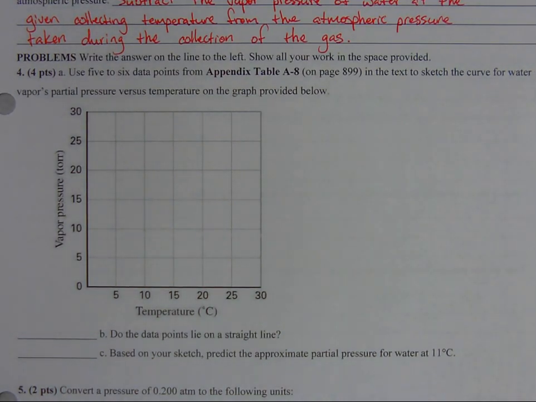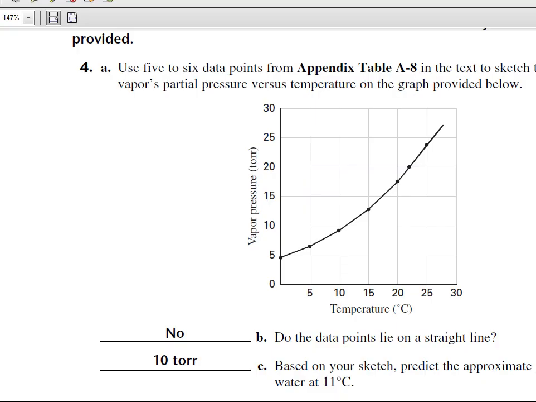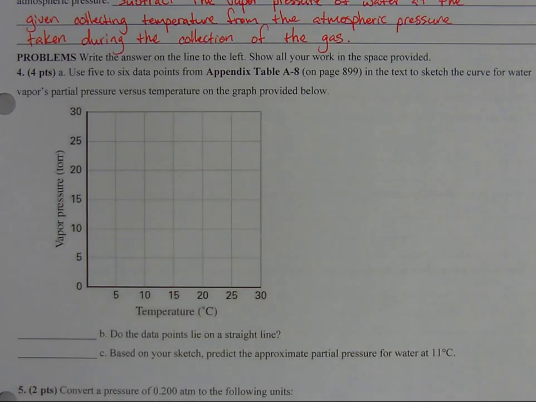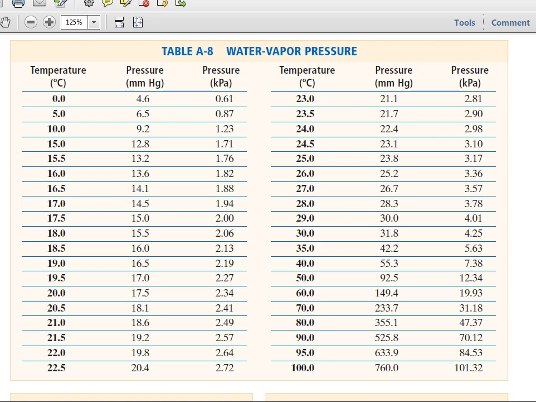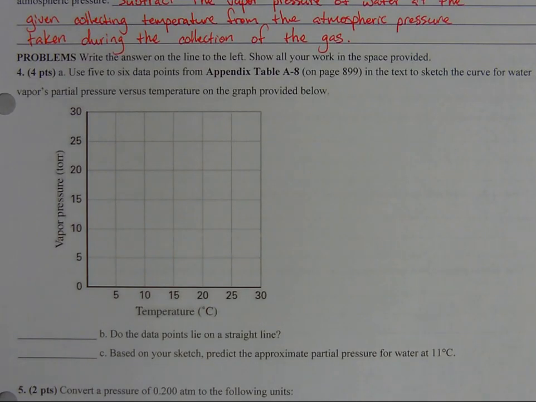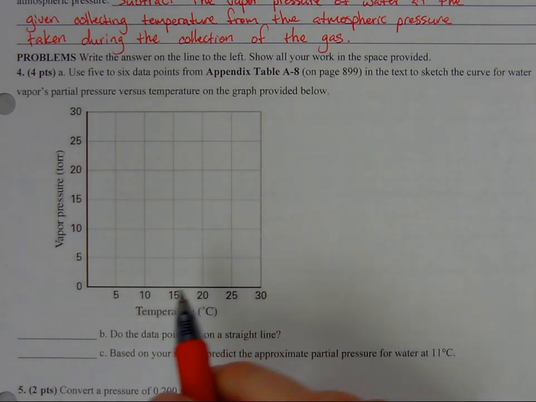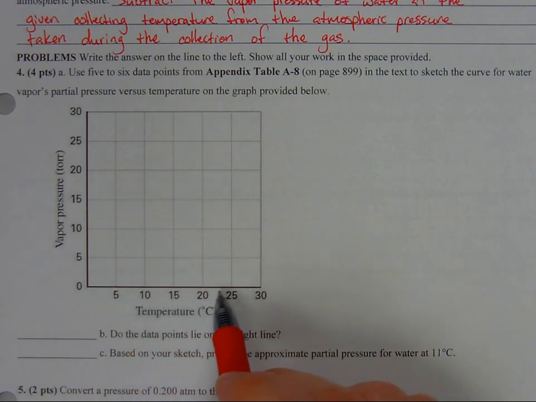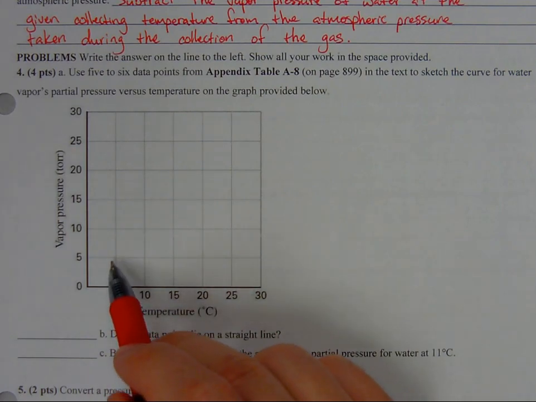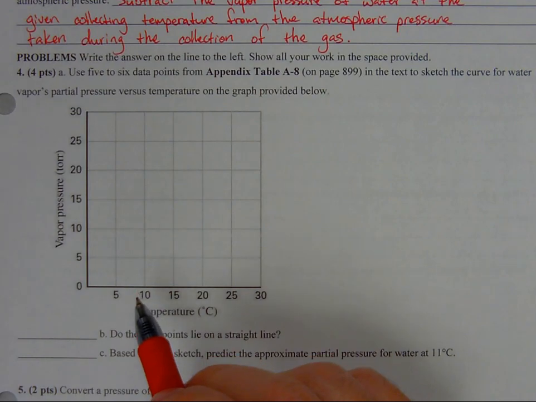First up, you need to open up your textbook to page 899, and you'll see this table, table 8A on page 899. This is water vapor pressure. And what this question is asking me to do is use 5 or 6 data points. Now, there's 1, 2, 3, 4, 5, 6 easy data points to use, right? Because we can use the lines.